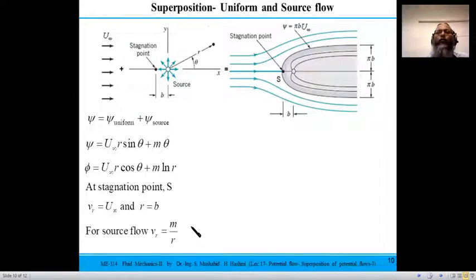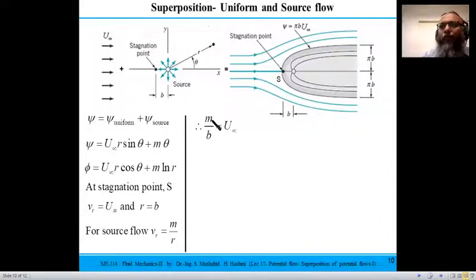Okay, so from source flow we know that the expression for the radial component of velocity is m over r. So this m over r should be equal to u infinity. So what I say is m over r, but r is changed to b, because when these two velocities are equal, r equals b.